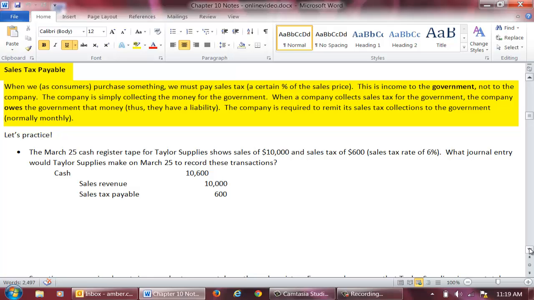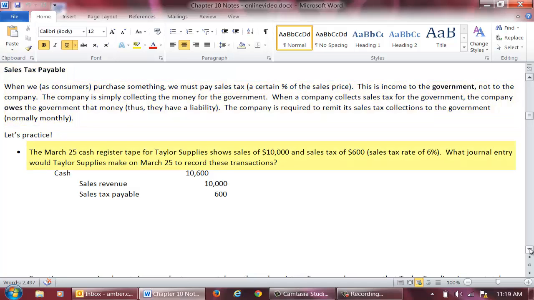When a company collects sales tax for a governmental entity, it owes that money to the governmental entity. Until the business remits these funds to the appropriate agency, it owes that money to the government. Thus, it has a liability. Let's look at an example. The March 25th cash register tape for Taylor Supplies shows sales of $10,000 and sales tax of $600, meaning a sales tax rate of 6%.